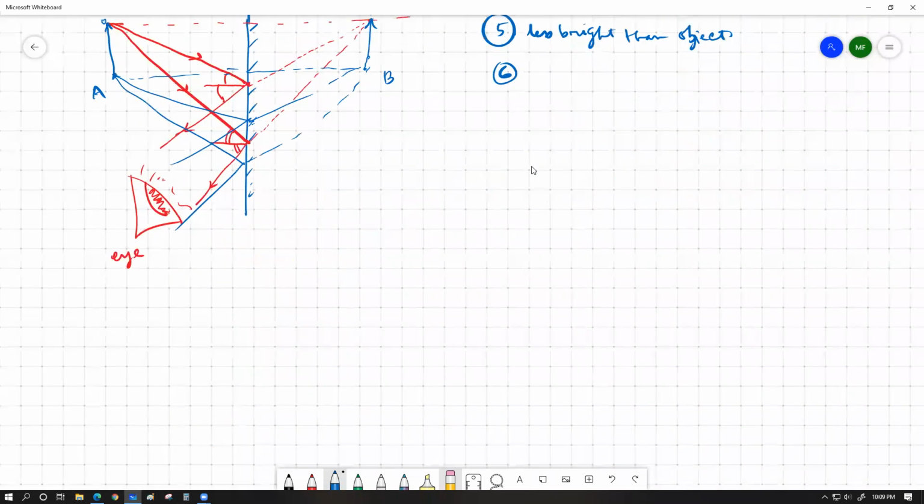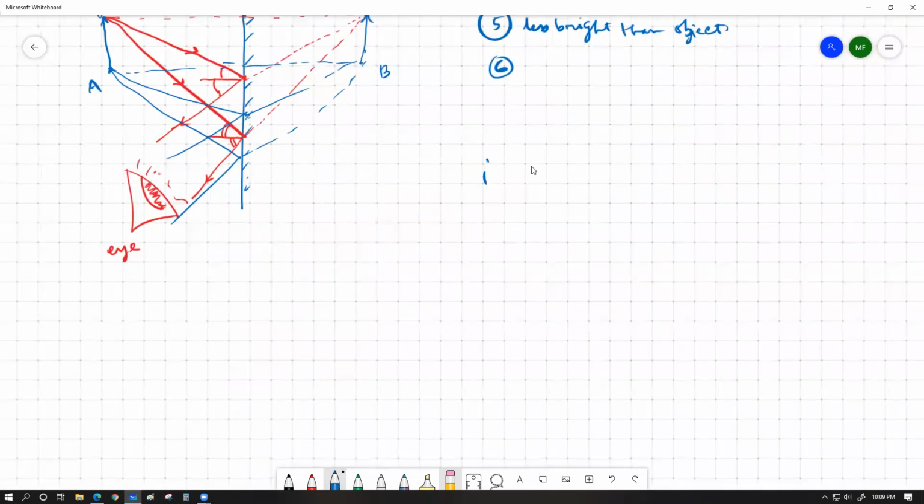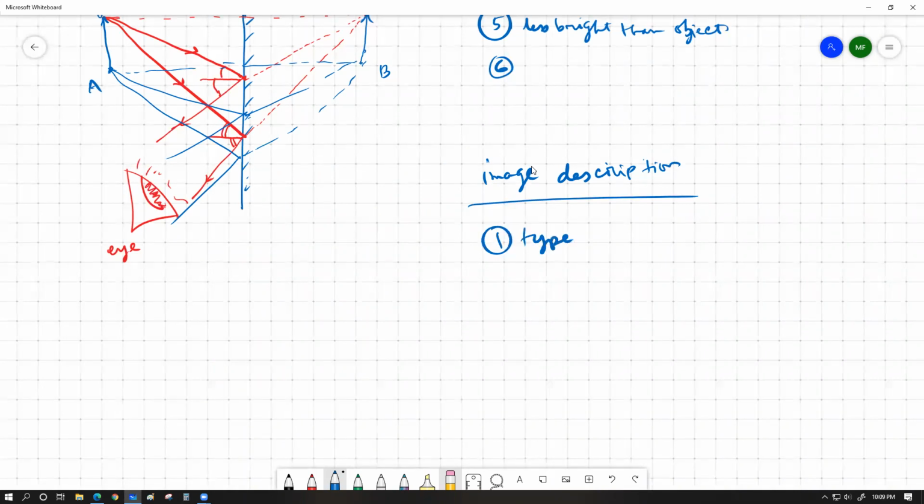So if I try to write this, let me just write this, that image description, or should I write properties? I think description is a better word here. So to describe an image, we need to first state what type of image we have. And this type of image consists of two pieces of information at the same time. Either they are virtual and upright, or they are real and inverted.